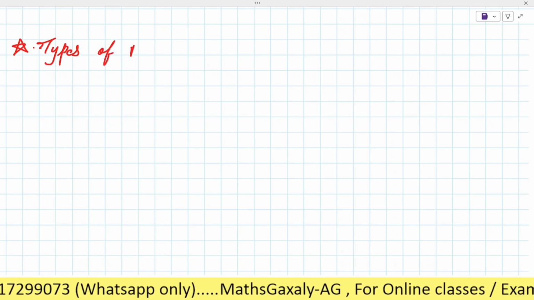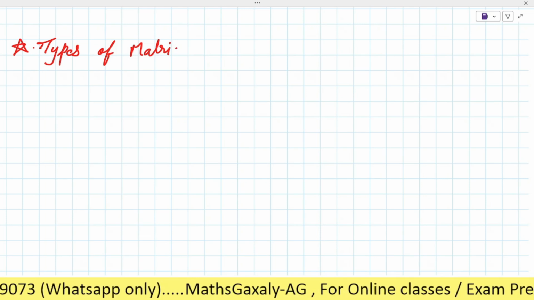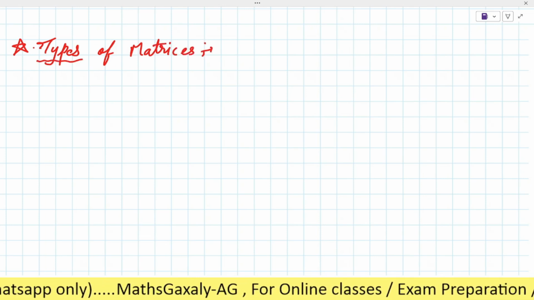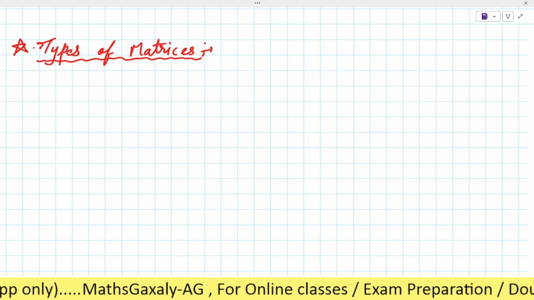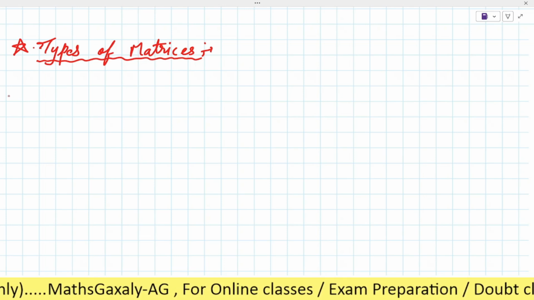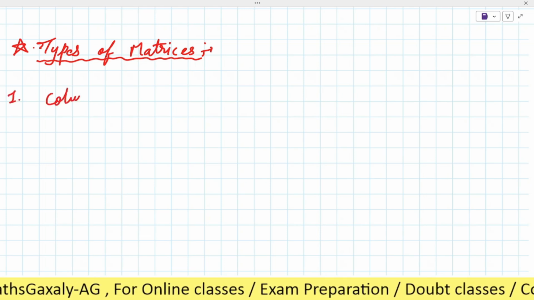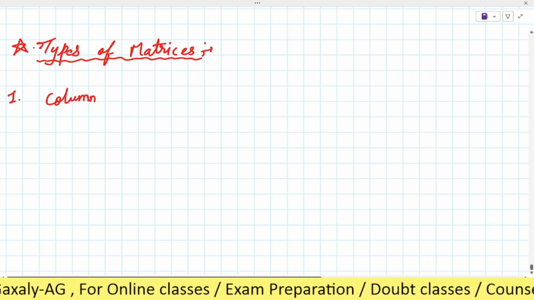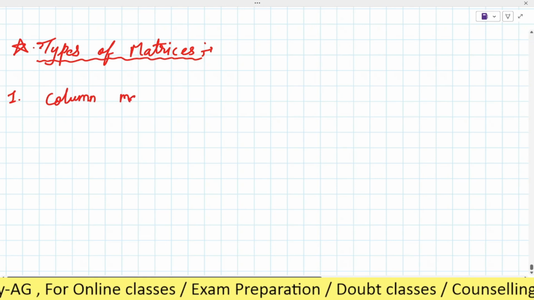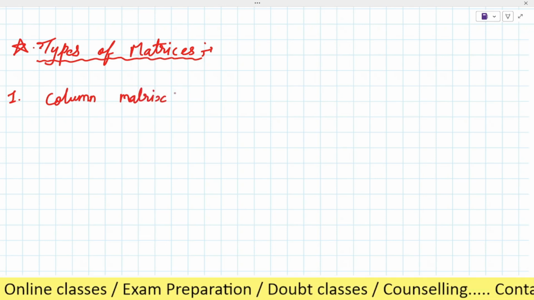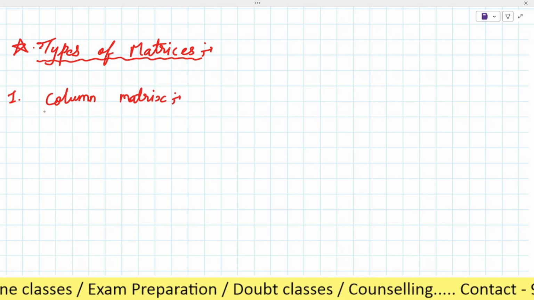Types of matrices. Okay? The first type is column matrix, okay? It's too easy. You just have to remember or understand the concept.